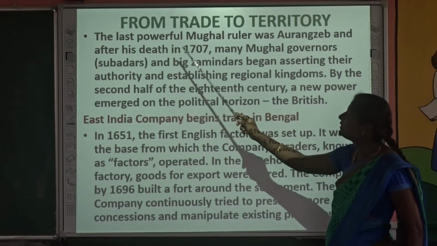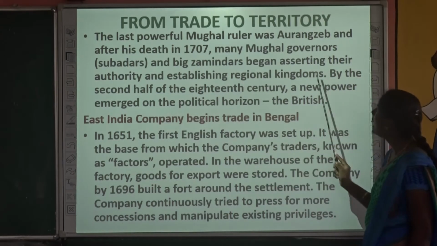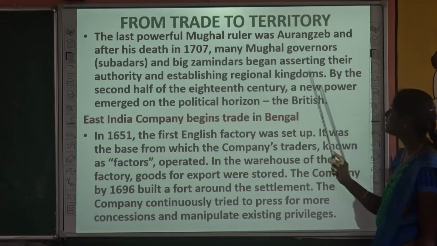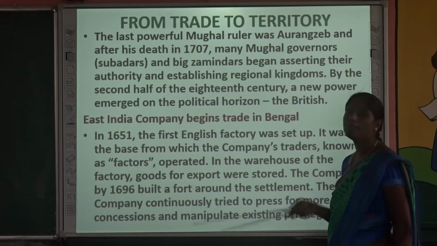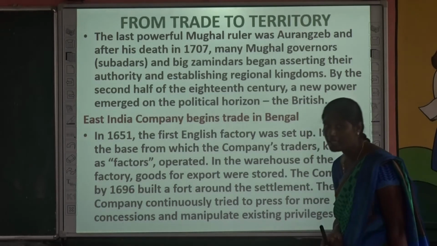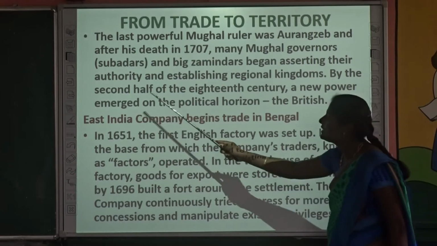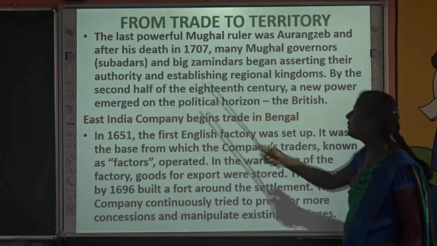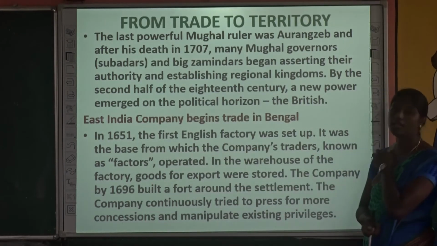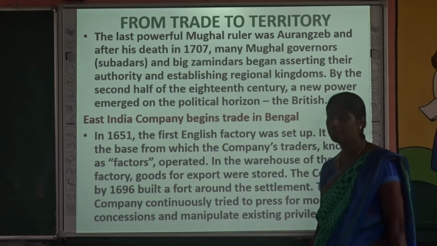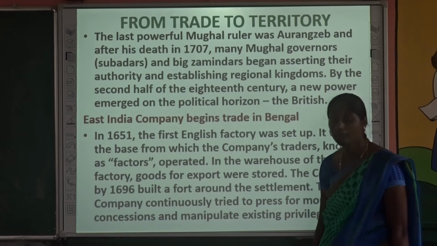And after his death in 1707, many Mughal governors and big zamindars began asserting their authority and establishing regional kingdoms. So after the death of this king Aurangzeb, many Mughal rulers and zamindars took their regions and established their kingdoms. And by the second half of the 18th century, a new power emerged on the political horizon. So during the 18th century, a new political power came to India and implemented their political power.